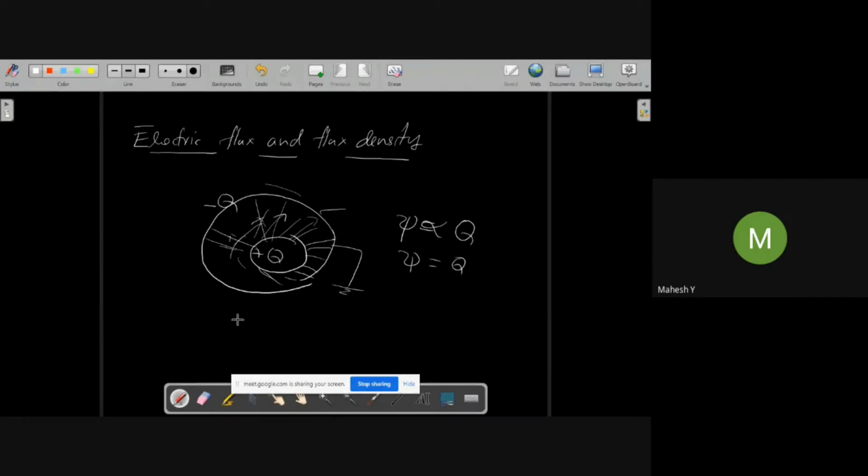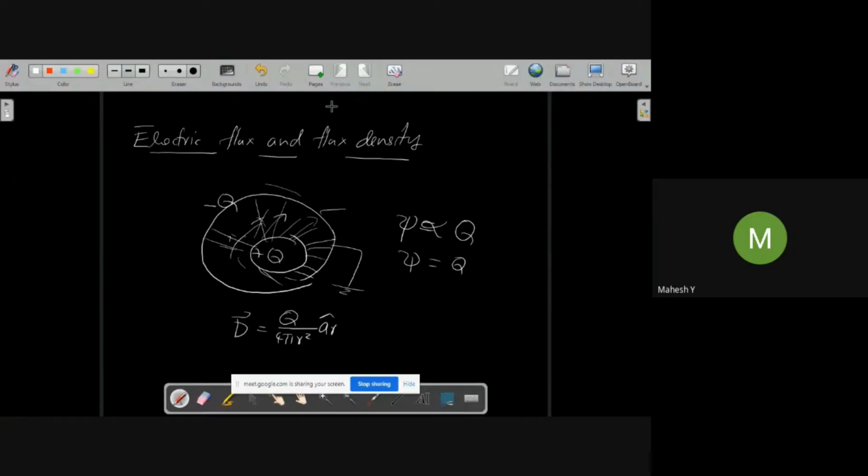And we have also discussed something called electric flux density. That is D. D is given as q by area. For a sphere the area was 4 pi r square, and it is a vector. The flux density is a vector having the direction ar cap. So D is equal to q by 4 pi r square ar cap.